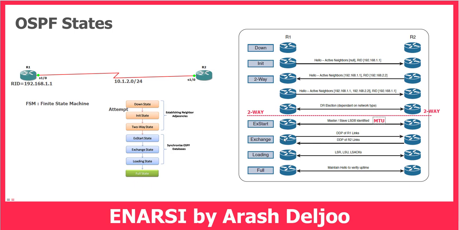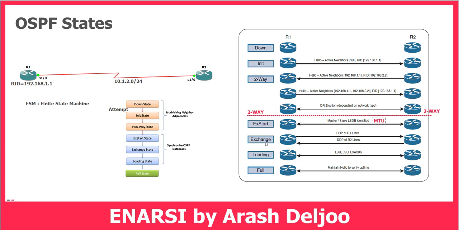After that, as you can see, in the exchange state we are sending the DBDs, DBD of R1, DBD of R2. Okay, this is the exchange. And finally, in the loading, we are sending link state request, link state update, and link state acknowledgement. This is the loading process. And after exchanging these three packets, finally we will reach the full state.